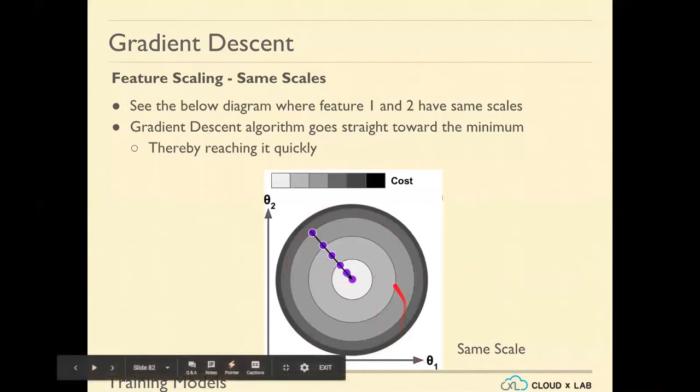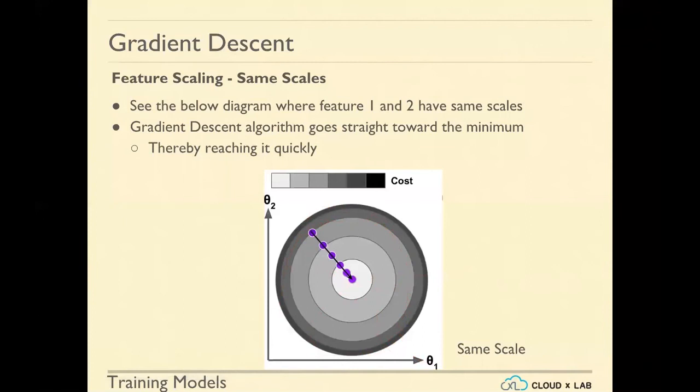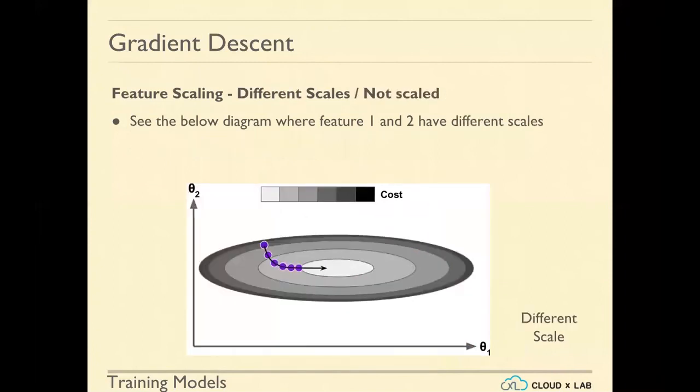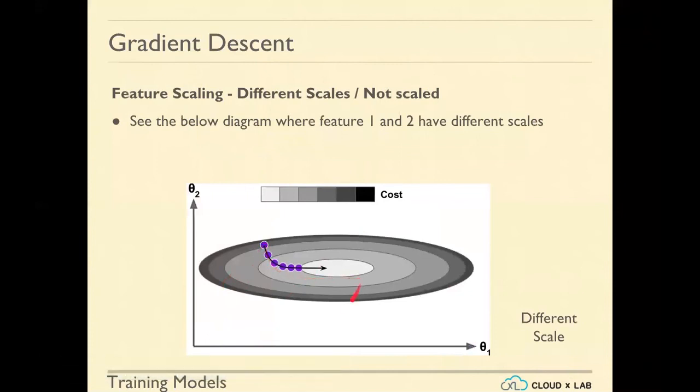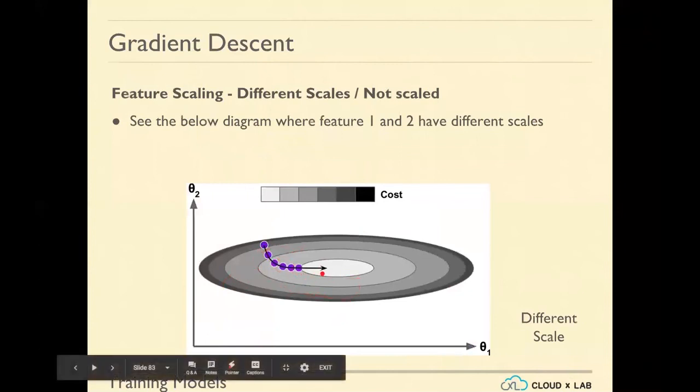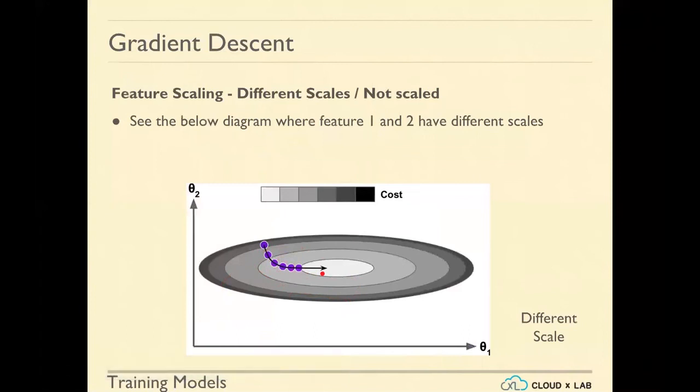Therefore, it's important to force various columns to come to the same scale. Okay? Therefore, it's important to do the feature scaling if you want to use the gradient descent. Imagine that theta 1 and theta 2 were on different scales. If the two values were on a different scale, this is how it looks like. Therefore, reaching the lowest point of the bowl will take a long time.